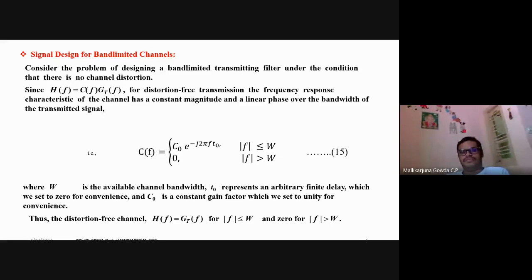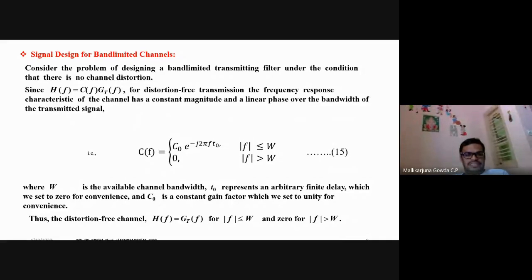So you can visualize the diagram as a rectangular pulse which exists from minus W to W with a magnitude of 1. That is the value of C of f, the frequency response of the channel.